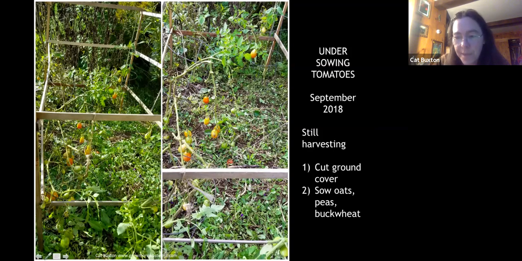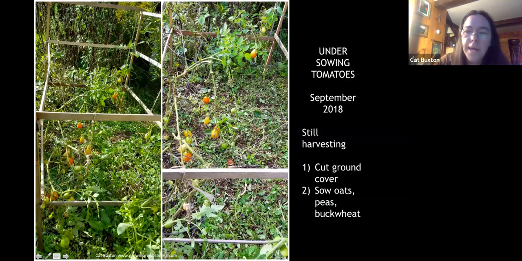So in September 2018, I was still harvesting from these tomatoes. I had gotten the most amazing tomato harvest that year, although it was a really good year for tomatoes all around. And in September, I sowed in oats, peas, and buckwheats. So what I did on the left here, that's what it looked like beforehand. I went in with scissors and I cut everything on the ground except the tomato plants because I wanted to keep eating that fruit. And then I scattered oats, peas, and buckwheat, and I poked the seeds into the ground a little bit, and I walked away.